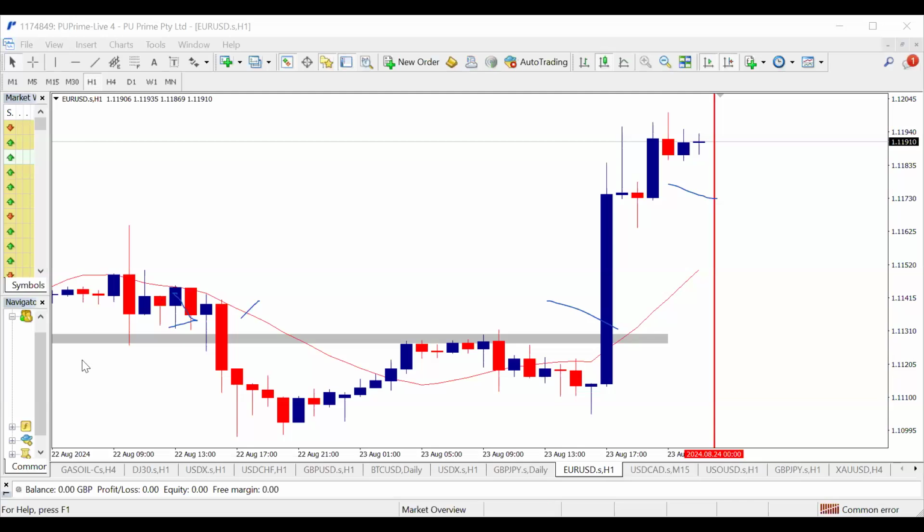Spinning top? No, that's a hammer. This is a hammer, correct. Spinning top, we have another with a bearish wick at the top. So this is a hammer. Okay, so how do you trade a hammer?